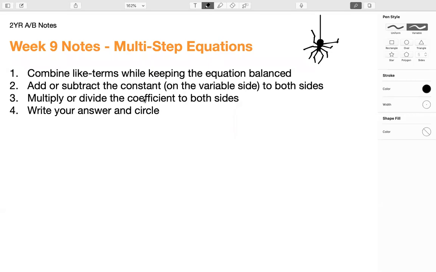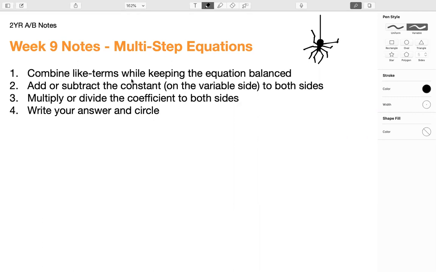This is multi-step equations, and we are just going to be combining like terms and distributing within the parentheses in addition to what we've been doing in the last few weeks. So this is just building upon what we've done in the last few weeks. Let's write down the steps.